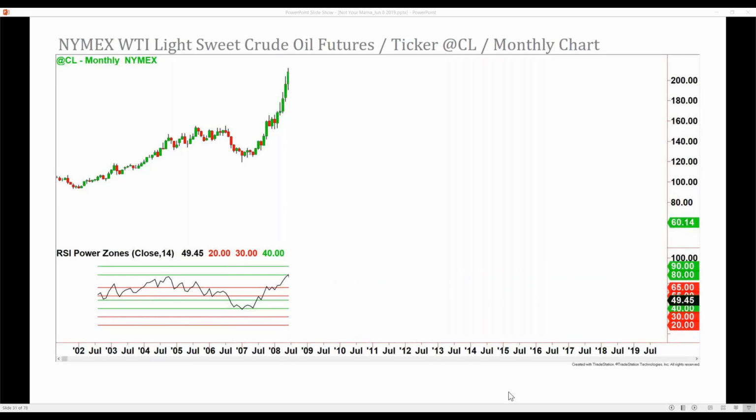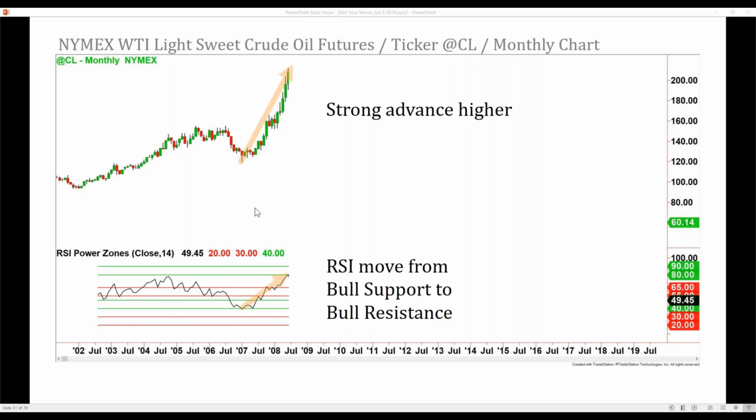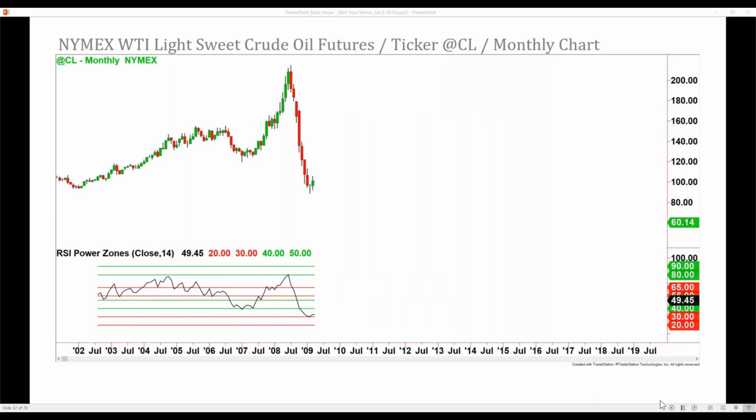Some of you, if you were trading 10 years ago, may remember this run up in oil. It was wild, okay? I was an analyst on Wall Street when this happened, and I remember it was really fast and crazy. But notice on the price, while we had this strong advance higher that maybe nobody saw coming or you couldn't assess the extent of it, using the RSI power zones, you could see a move from the bull support to the bull resistance. Okay, that paints the picture that momentum is staying with the trend because we have upward prices and respecting of the bull zones. Now, everything fell out of bed very quickly as well.